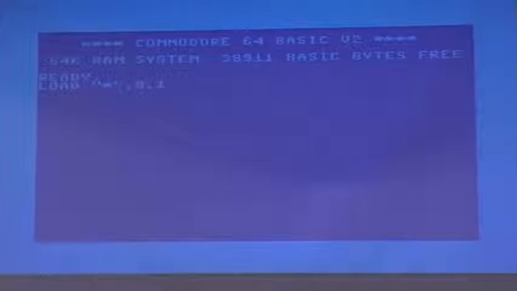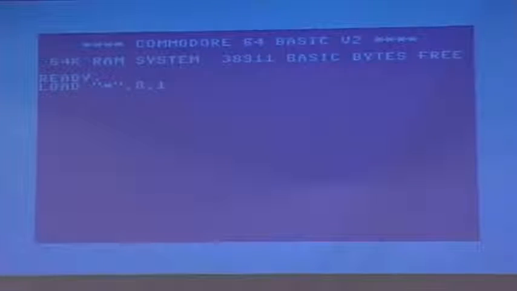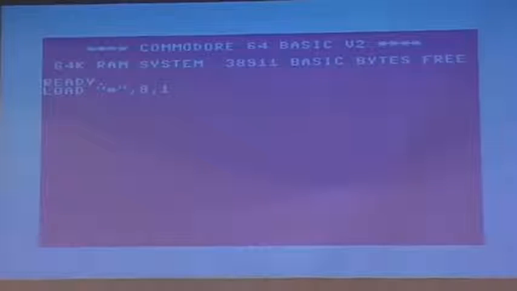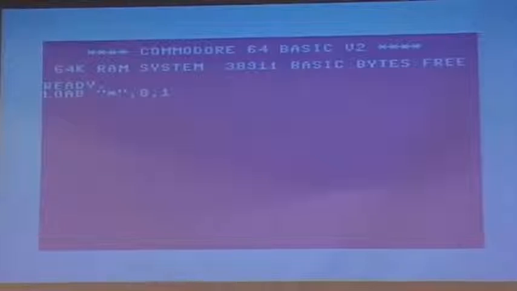So, who had a Commodore 64? All right. Who was born after they came out? So this is great. Everyone has either had one or is young enough not to.